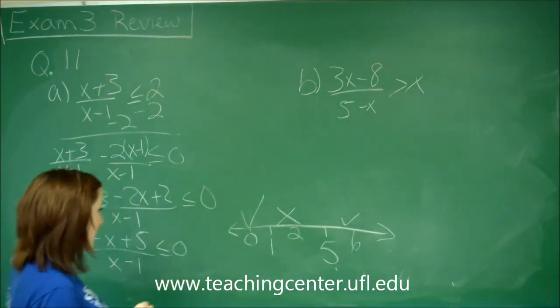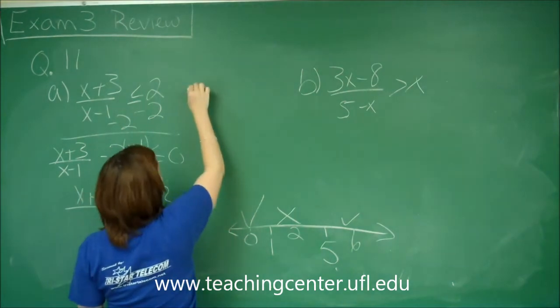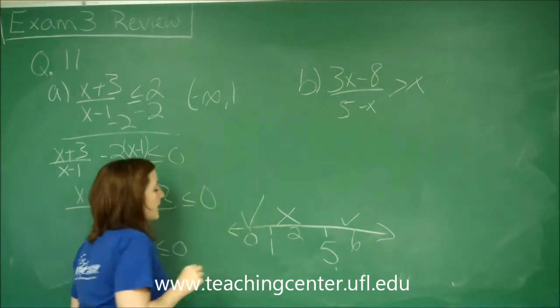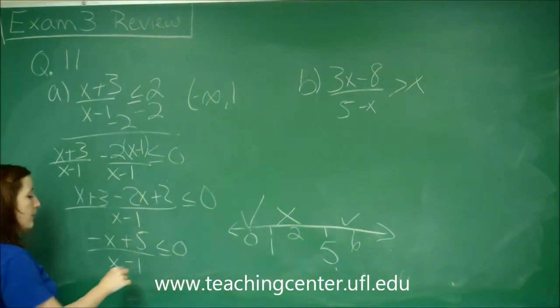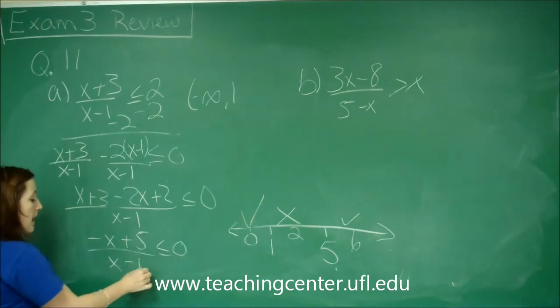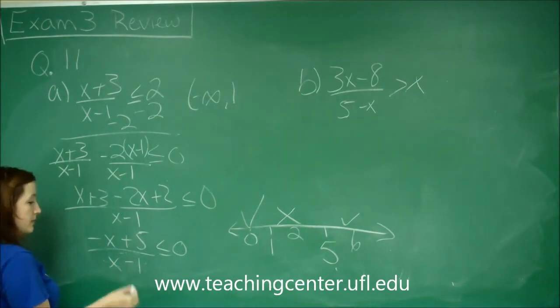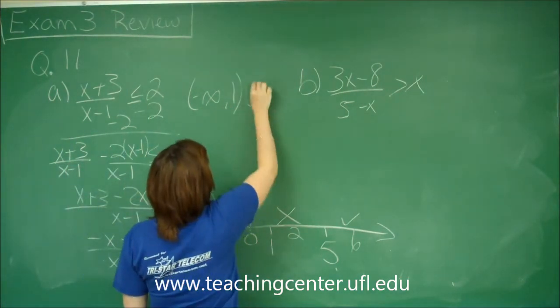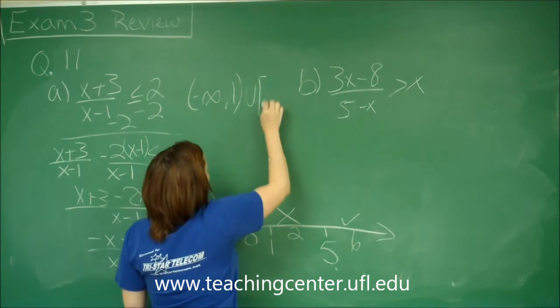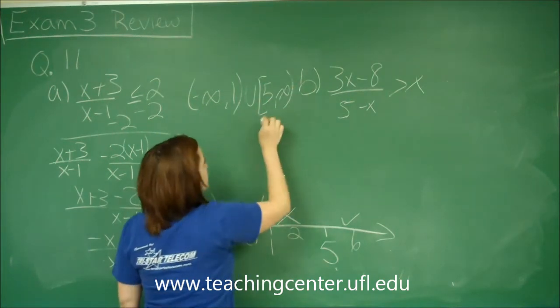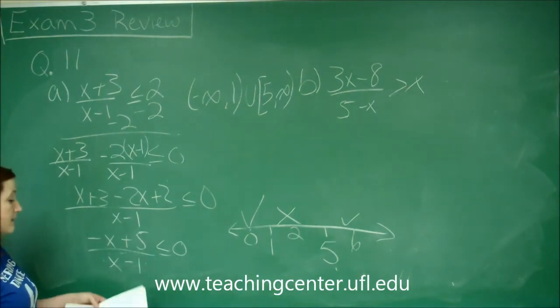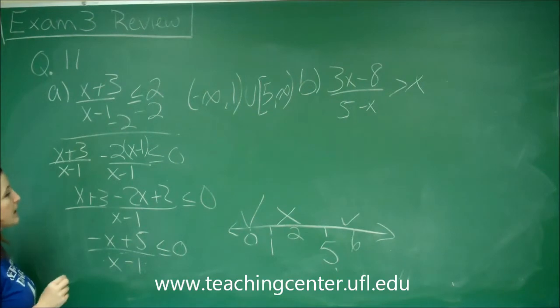So when I go to write the answer to this, I know that my answer is going to be from negative infinity up to 1. But do I include 1? Well, that's a good question, because I want it to be less than or equal to 0. However, my 1 came from my denominator, so that's where it's undefined. So I can't have 1. So it's going to be parentheses, union with 5 to positive infinity. And I do include 5 because when I plug in 5, that's equal to 0. And so since I want it to be less than or equal to, that's okay. So my answer is from negative infinity to 1, union bracket 5 to positive infinity.